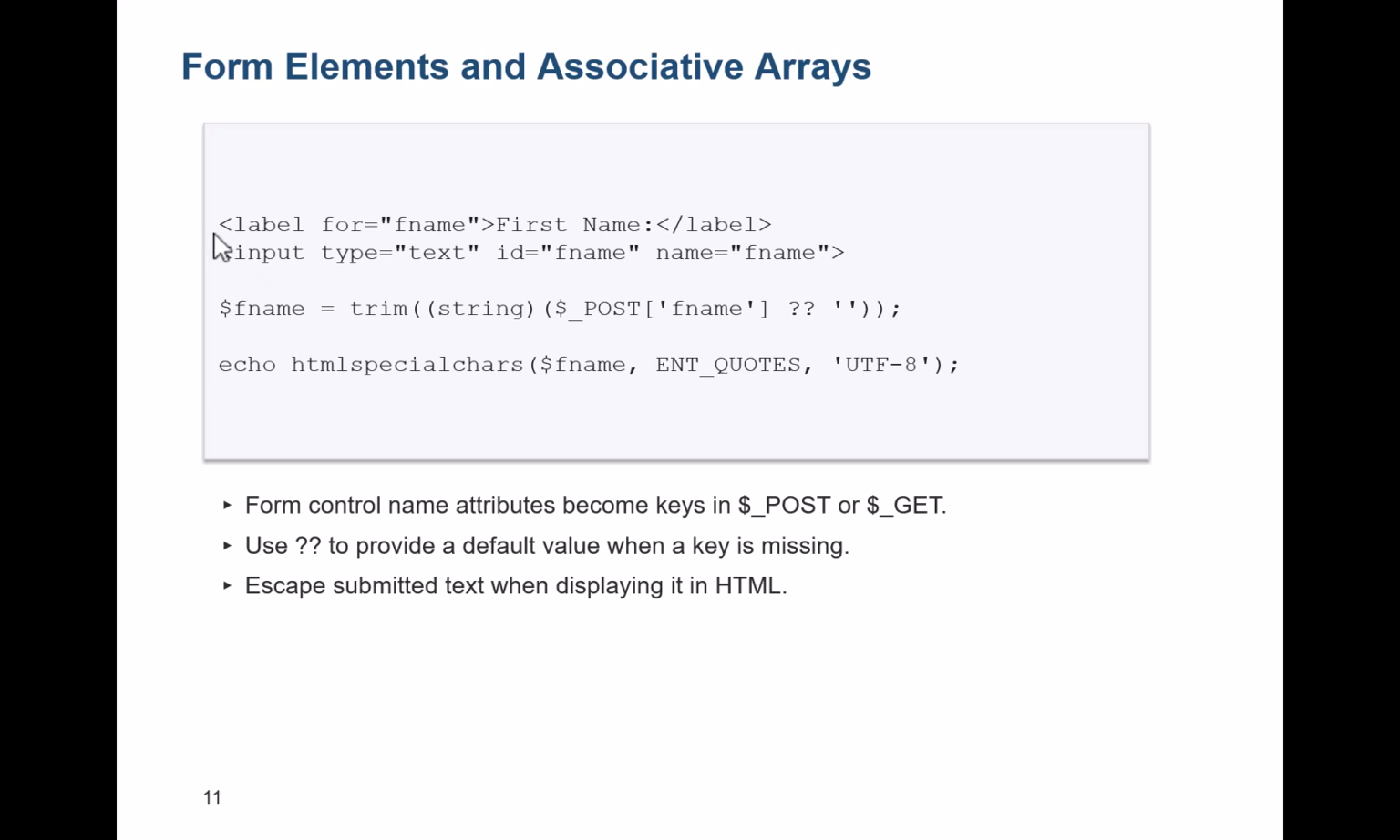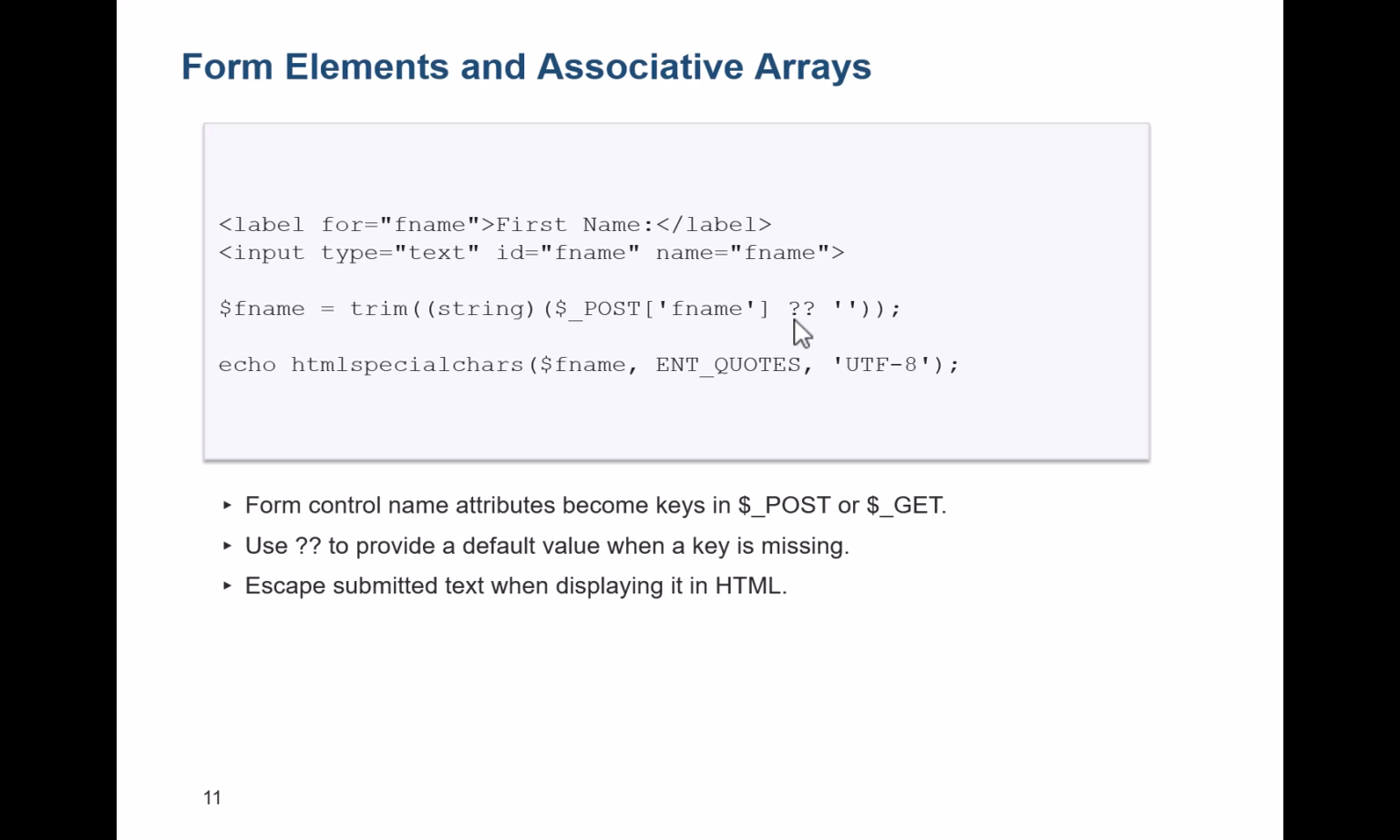We have label, and then we have the first name. The name attribute becomes keys in the post array. We can safely retrieve the submitted values with the fname variable. The null coalescing operator provides an empty string when a key is missing. The trim function removes extra spaces from the beginning and end of the submitted text. When we display the submitted text in an HTML page, we should escape it.